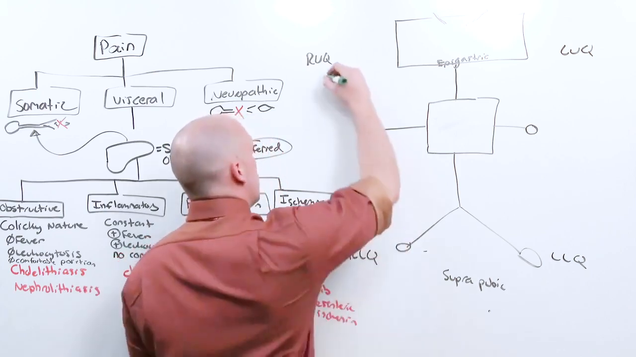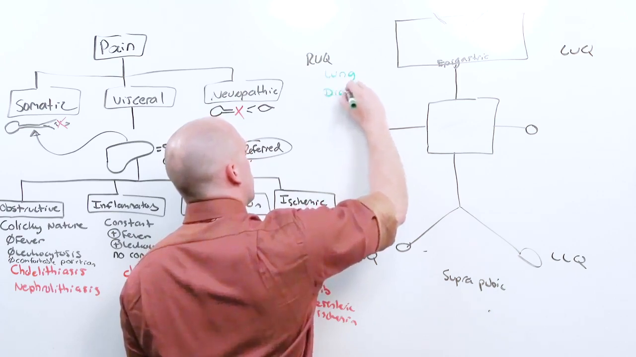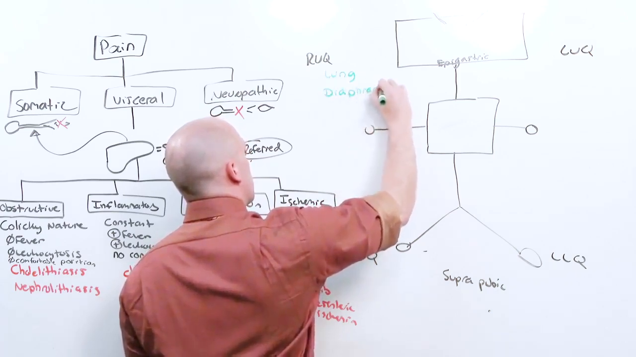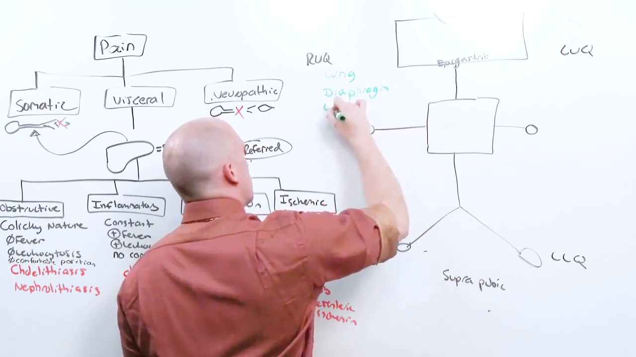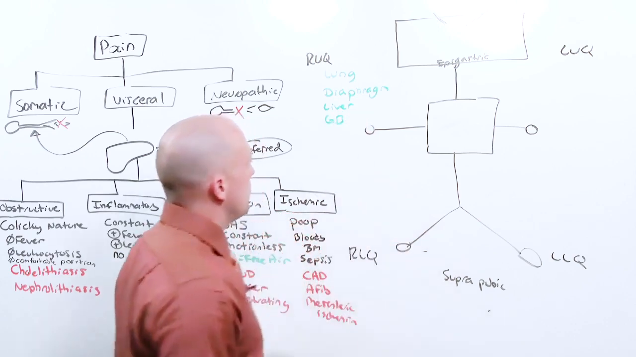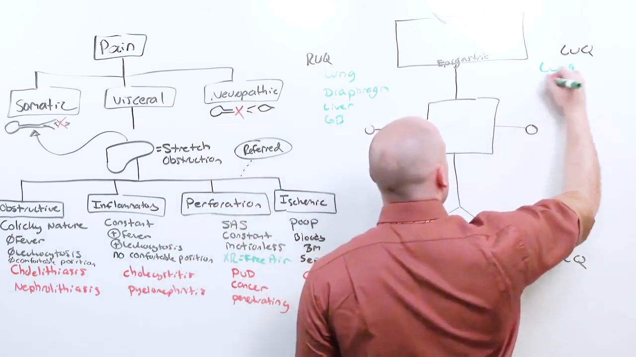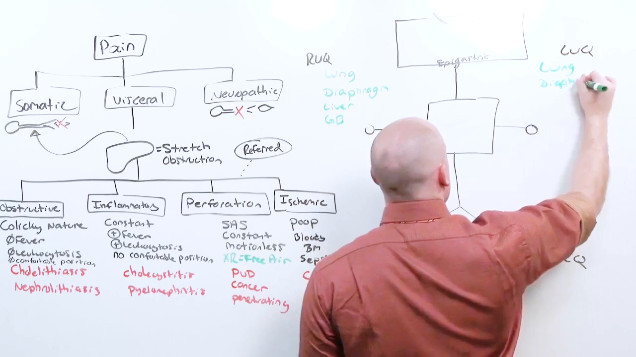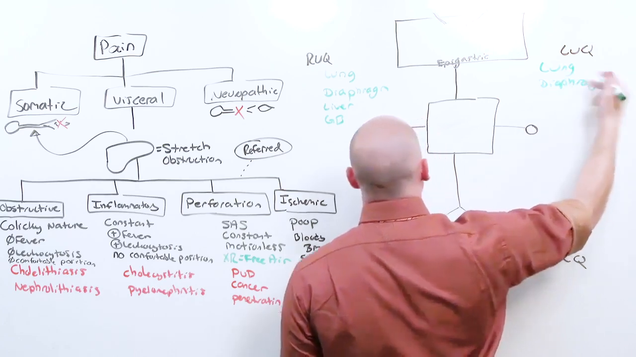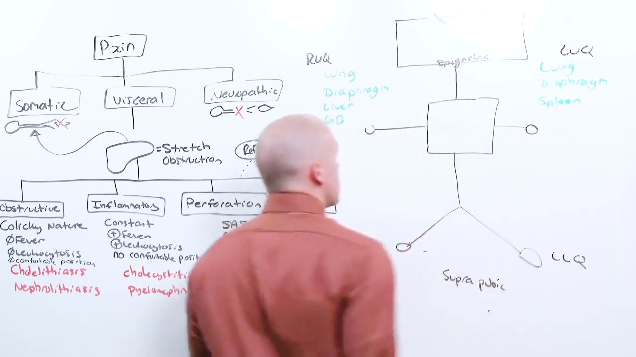So consider right upper quadrant pain to be lung, diaphragm, liver, gallbladder, and biliary pathology. The mirror on the left is going to be lung, diaphragm. But there is no liver or gallbladder. Instead, there is a spleen.